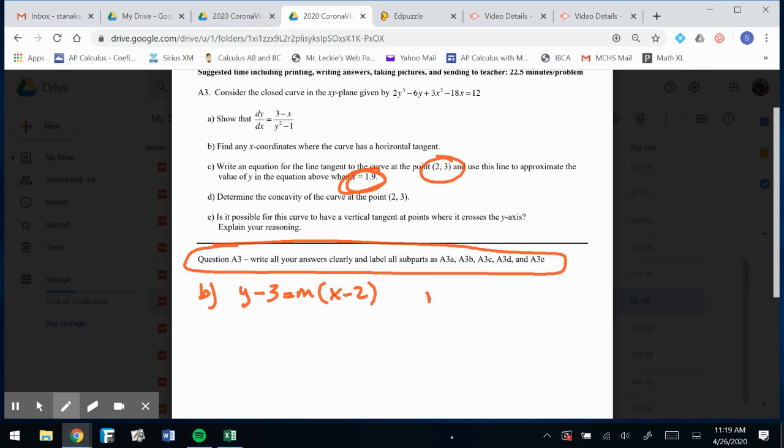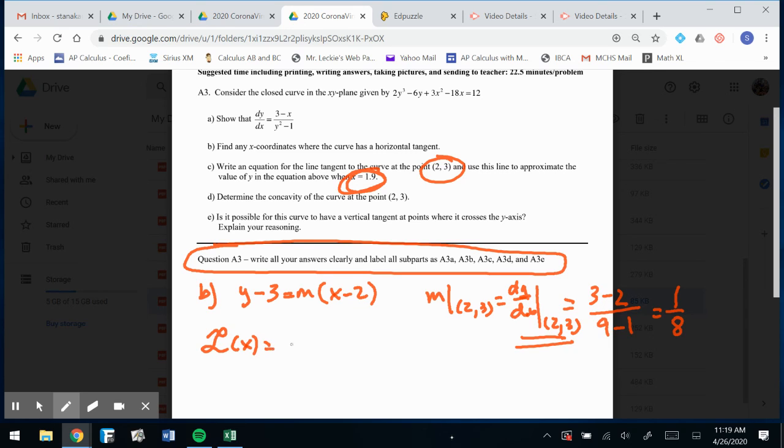And then all we have to do now is find the slope at (2, 3), which means we're going to use our derivative, and remember, that would be correct notation. It means we're going to use the derivative and plug in a 2 and a 3, which would give me a 3 minus a 2, and then a 9 minus a 1, which gives me 1/8. Okay? And then I just have to plug this in, and I'm going to make it fancy. I probably should say let y equal L of x, right? That's what we're doing here, which would be 1/8.